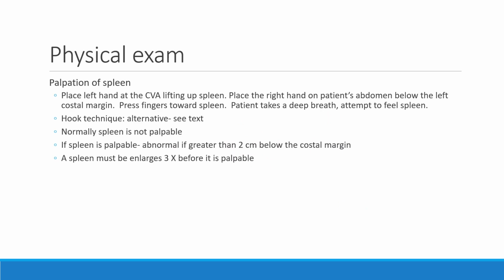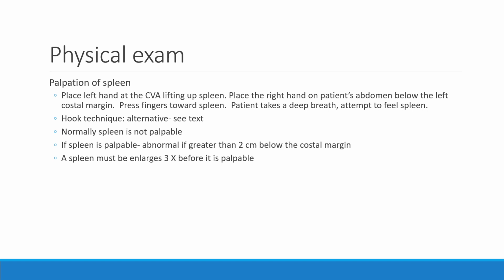Palpation of the spleen is done similar to how we palpated the liver. We're going to place the left hand at the costovertebral angle, lifting up the spleen. We're going to place our right hand on the patient's abdomen below the left costal margin. We're going to press our fingers towards the spleen and ask our patient to take a deep breath, attempting to feel the spleen. The hook technique is an alternative, and your textbook does discuss this.